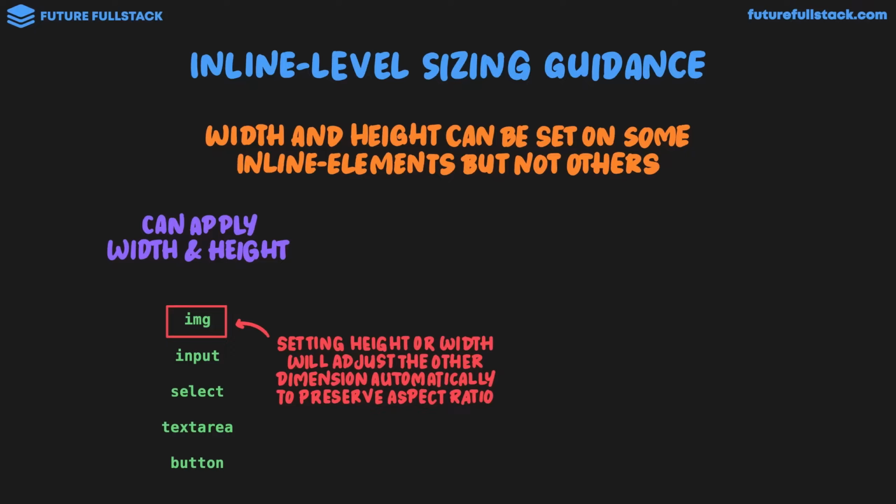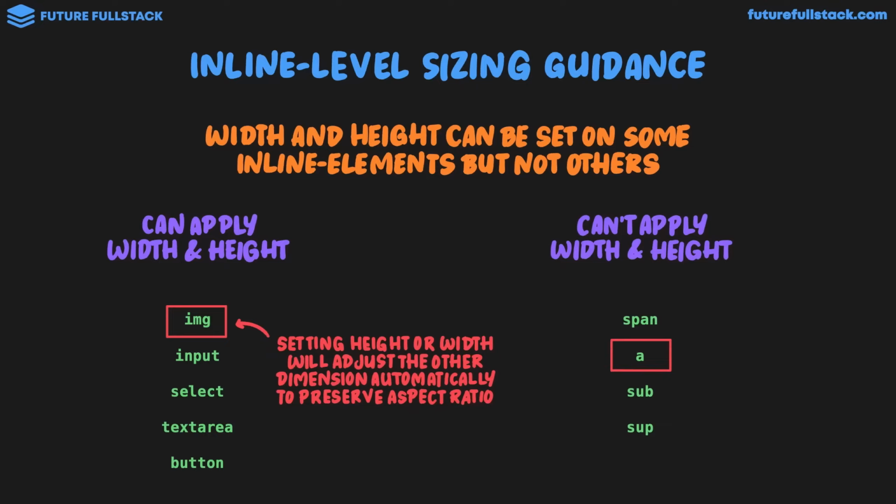Let's now look at inline elements where you can't apply width and height. These include spans, anchor tags, subscript, and superscript. I want to quickly focus on the anchor tag, as this is something we commonly style. Now, although we can't add width and height, it is common to use padding to create space around the anchor text. And we will be doing this later on in this topic.